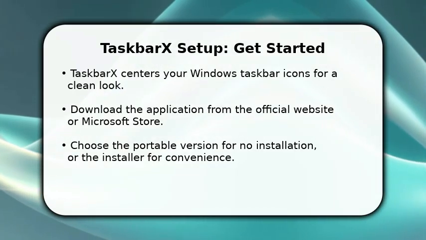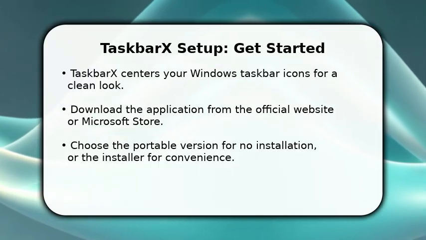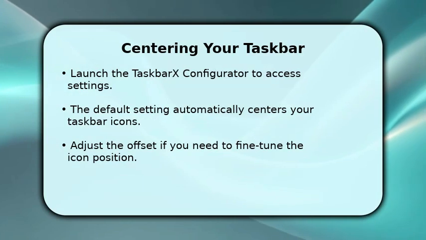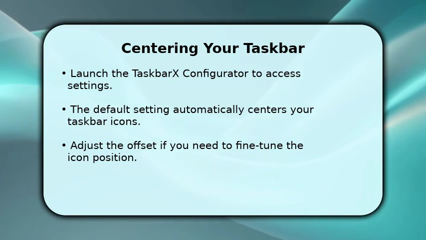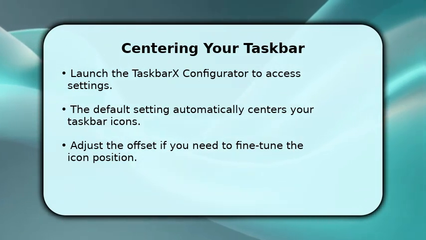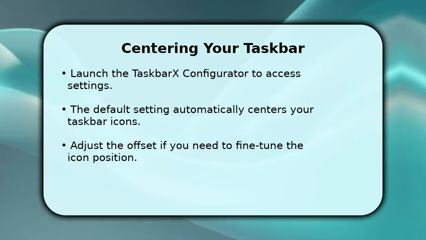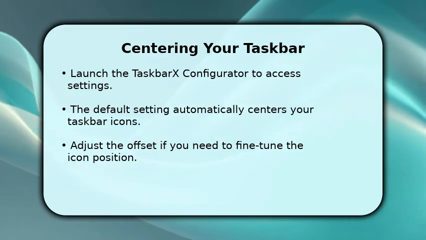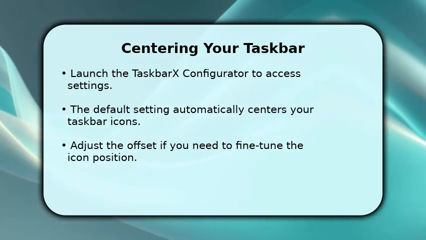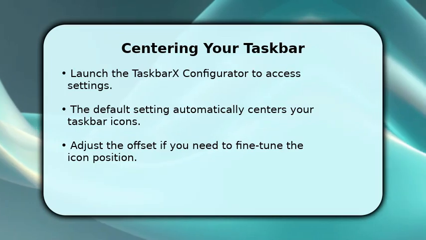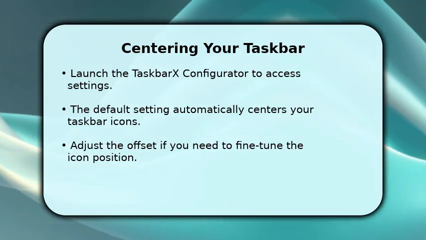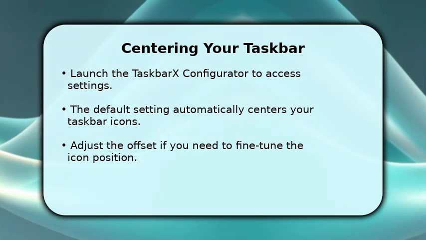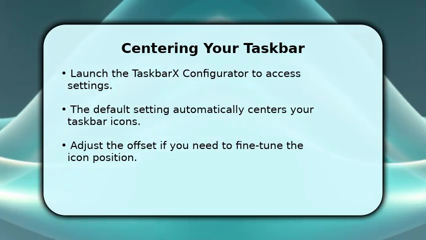Once downloaded, extract the files if you chose the portable option, and then launch the executable. After launching TaskbarX, the icons on your taskbar should automatically center. If they don't, open the TaskbarX configurator. This tool allows you to customize various aspects of the application. The Style tab is where you can confirm the centering behavior. You can also adjust the offset value by a few pixels to perfectly align your icons if needed.